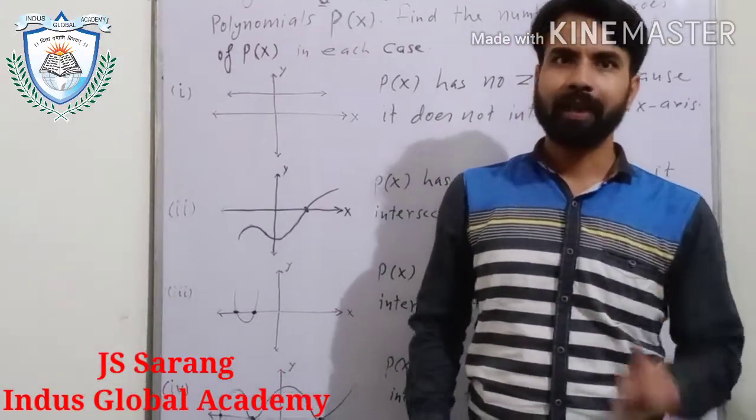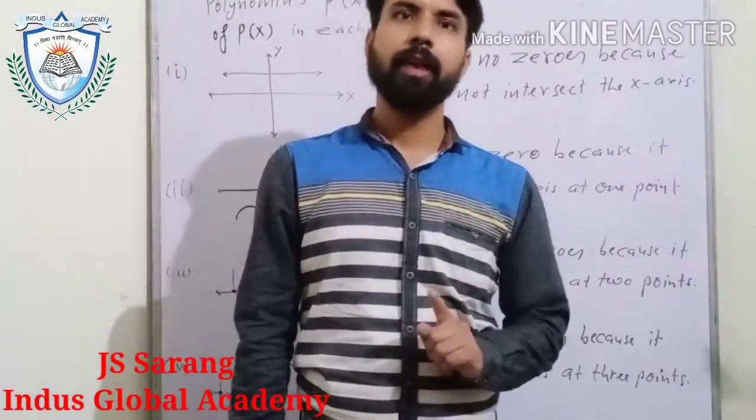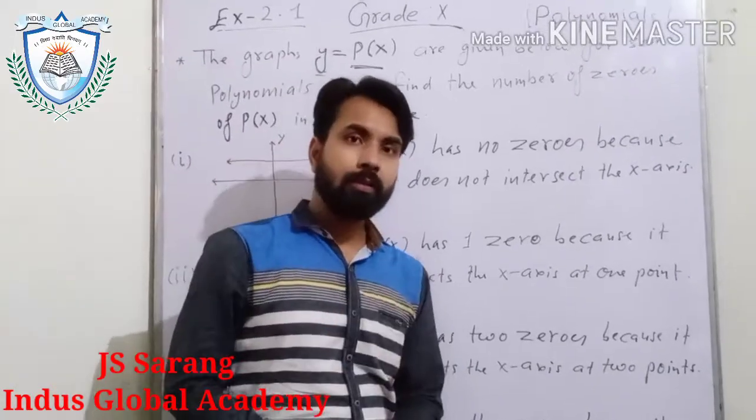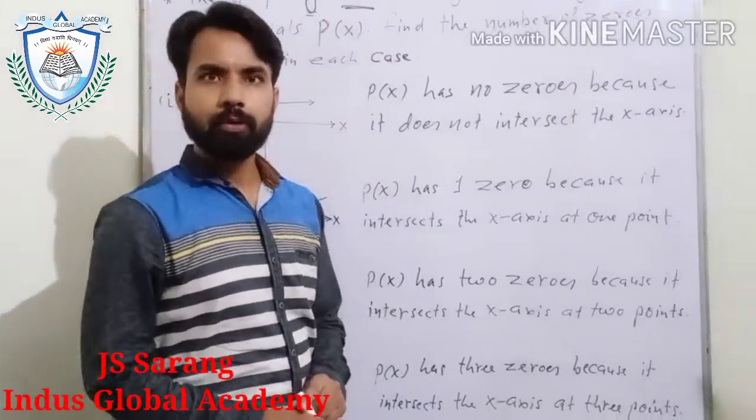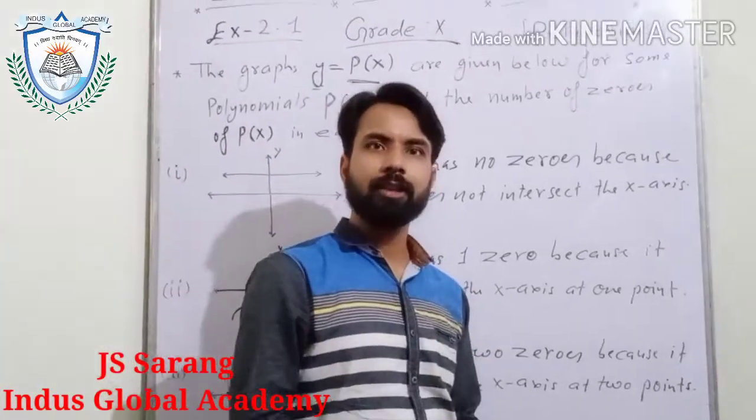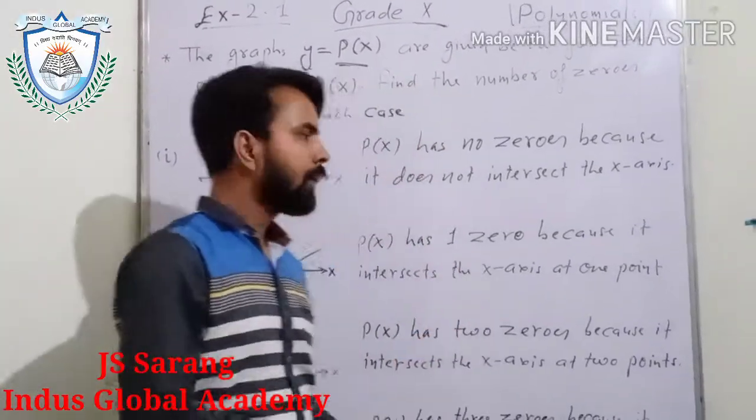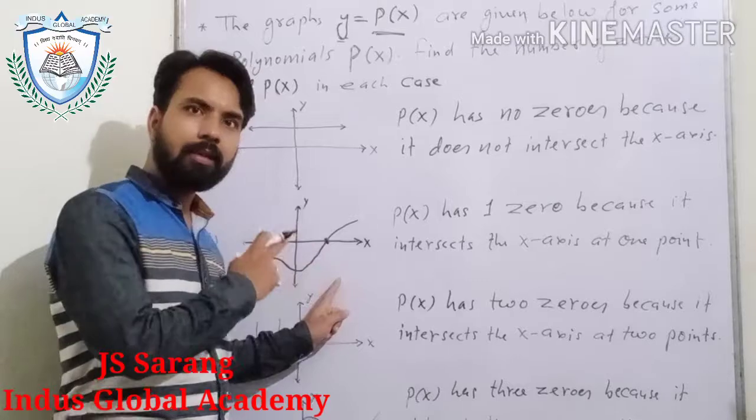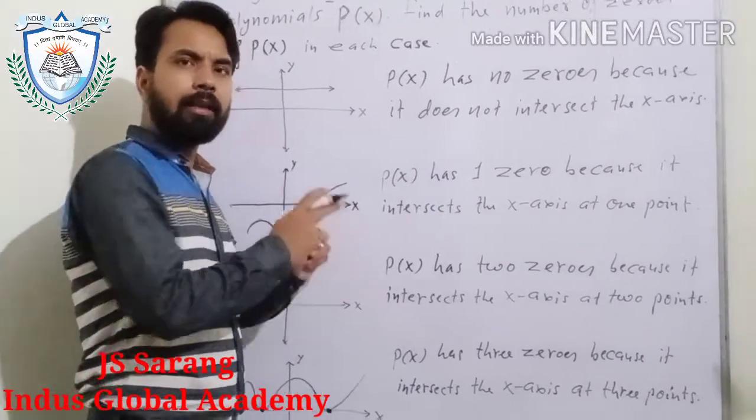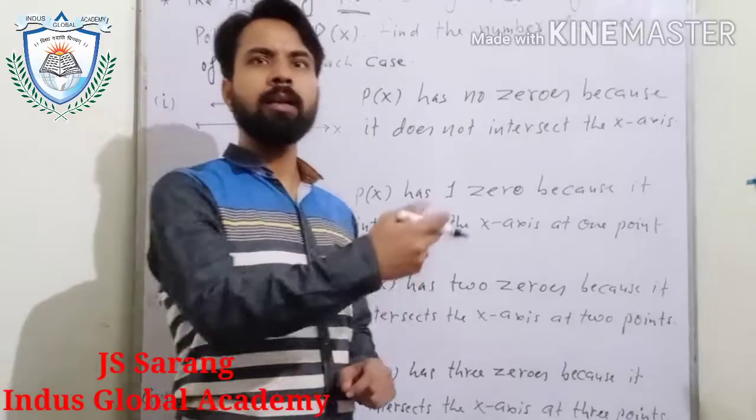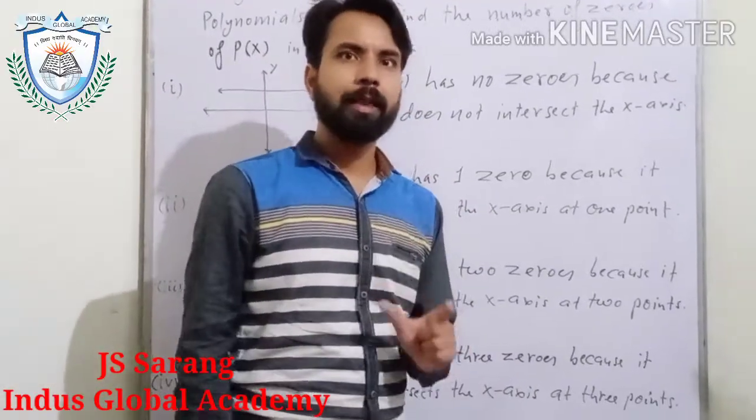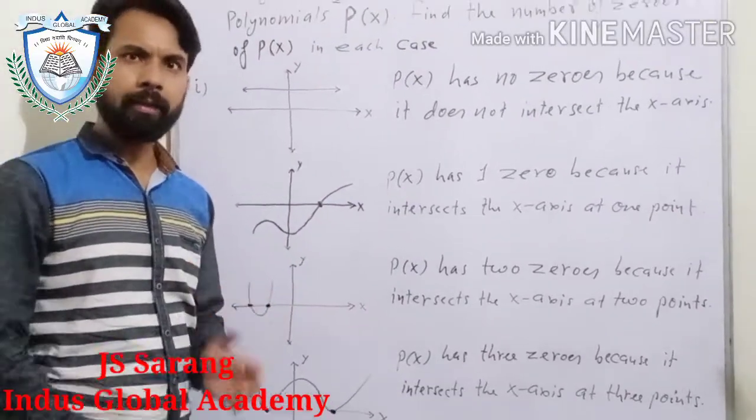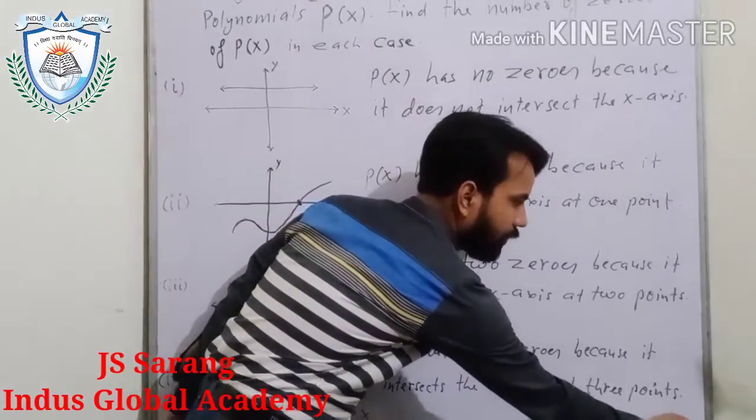Are you getting this? Again I am telling you, by the graph we can find out the number of zeros of the polynomial. How can we find? The number of zeros of a polynomial is always equal to the number of points of intersection with the x-axis. We have to find the number of intersection points where the graph intersects the x-axis, and the number of intersection points will always be equal to the number of zeros. So by this concept you can solve this whole exercise. Understood? Hope you are getting it. Now this is our exercise number 1.